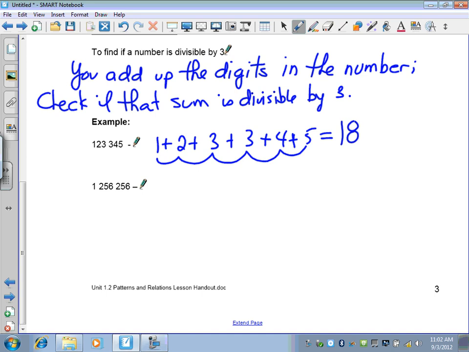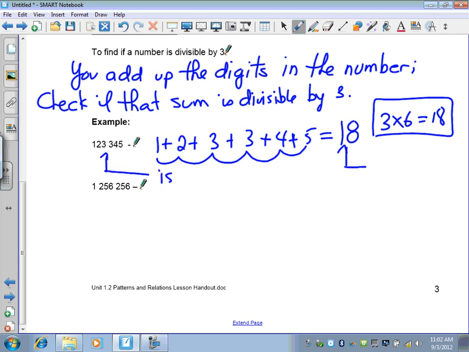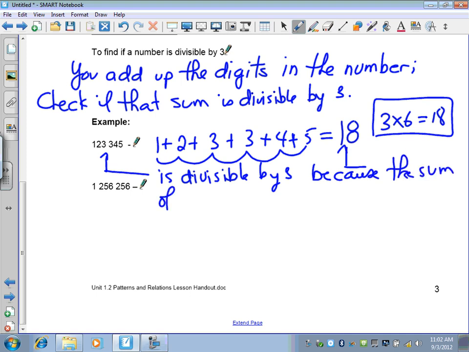Now, is 18 in the 3 times tables? Well, you should know from your times tables that 3 times 6 equals 18. So since you can take 18 and divide it evenly by 3, that means that 123,345 is divisible by 3. And the reason is because the sum of its digits is divisible by 3.